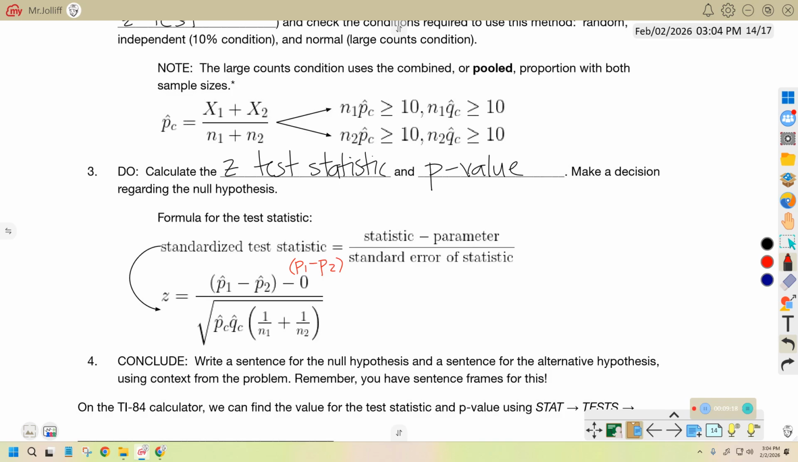Null hypothesis. Very good. Null hypothesis, we're assuming that that difference is 0. And our null hypothesis is always going to be there is no difference. They should subtract and give me 0. Good.